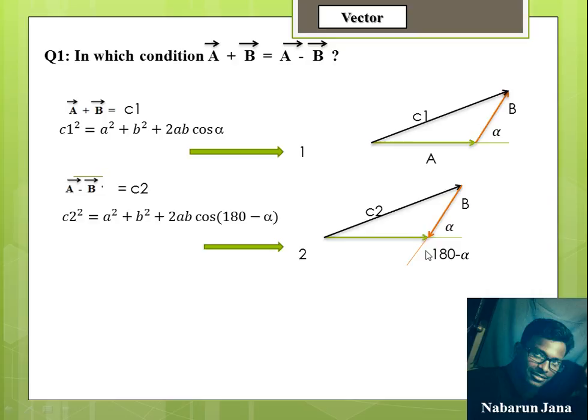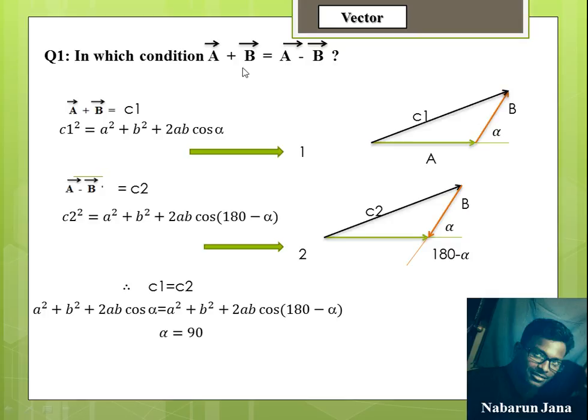So now you know the two vectors and also know the angle between them. So you can apply the formula c square equals a square plus b square minus 2ab cos of the angle between them. So this one is 180 minus alpha. Now we have got equation 1 and equation 2. Now we can solve them.